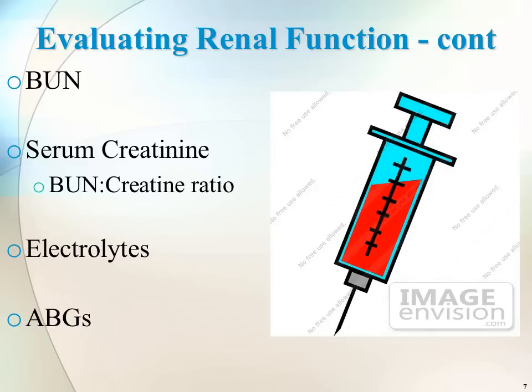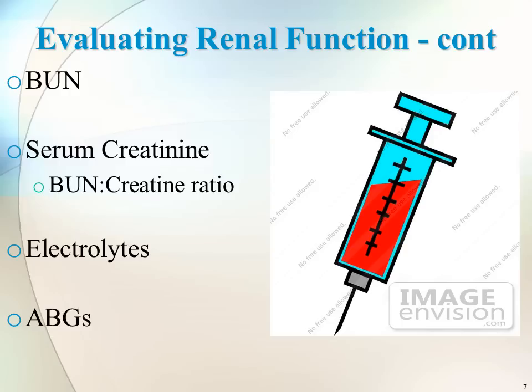BUN is also affected by hydration. It can be affected by protein intake, catabolism, GI bleeding, drugs, chronic liver disease. So a lot of things affect BUN. So because of that, we cannot use BUN alone as a reliable indicator for GFR. But in combination with other things, that gives us an indication of kidney function.